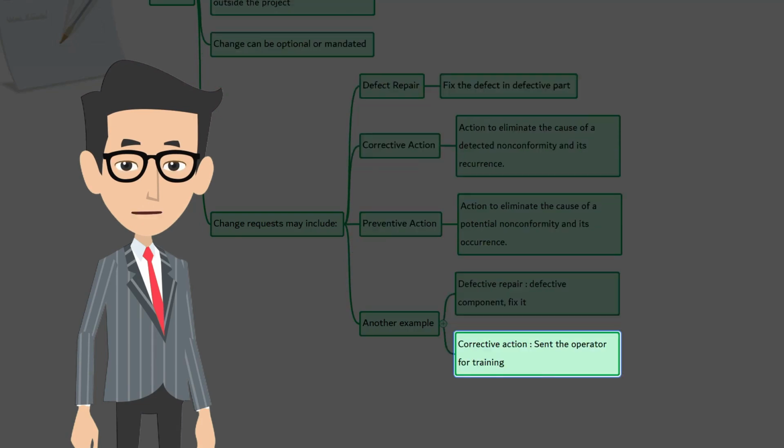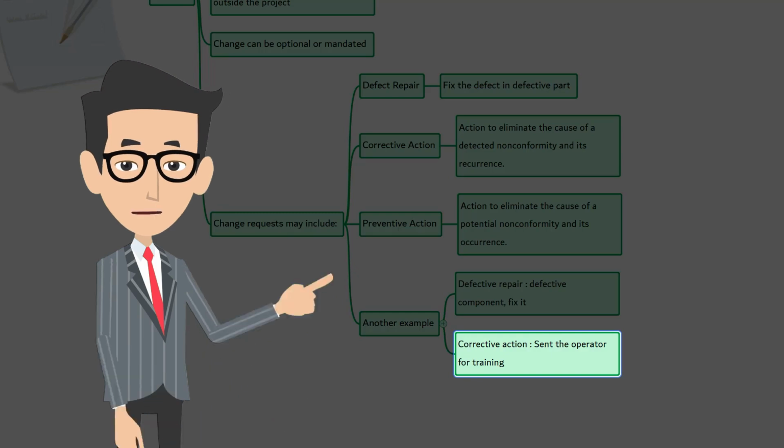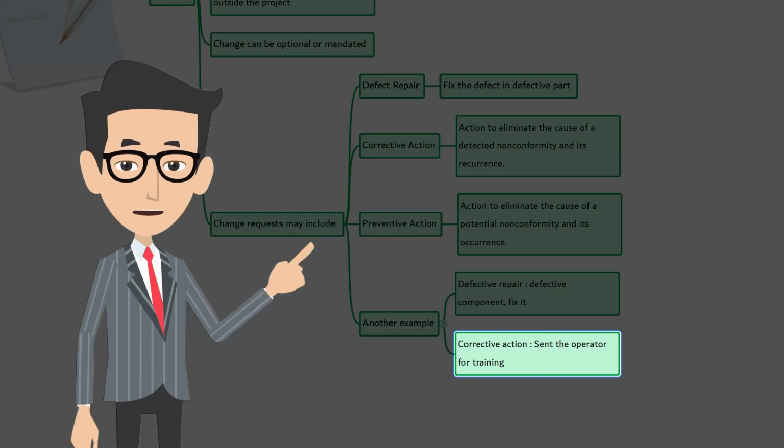But later, you found that the problem is consistently appearing. You went back and analyzed the root cause. Here, after analysis, you found that since the machine was new, the operator had difficulties in operating the machine. You sent him to the relevant training. Now everything is back to normal.